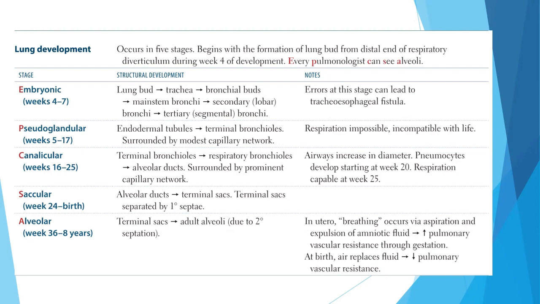The saccular stage is when the alveolar ducts form the terminal sacs. The terminal sacs are separated by primary septae. And the alveolar stage is from week 36 to 8 years. So up to 8 years, there is development of alveoli. The terminal sacs form the adult alveoli due to secondary septation. In utero, breathing occurs via aspiration and expulsion of amniotic fluid, which increases the pulmonary vascular resistance through gestation. At birth, when we gasp for breath, air replaces fluid and there is decreased pulmonary vascular resistance.